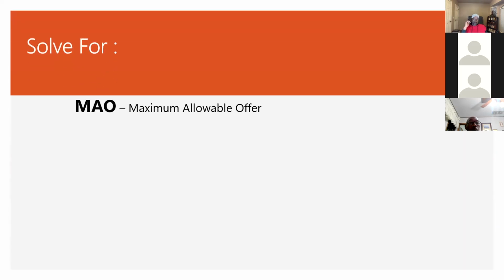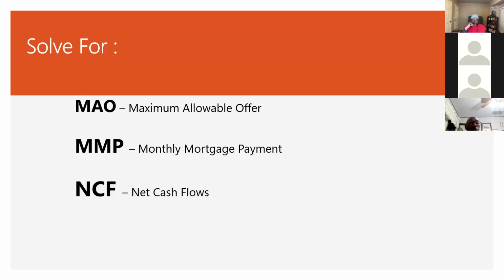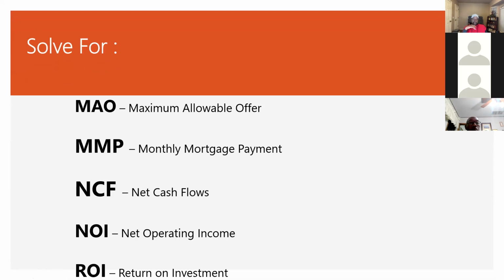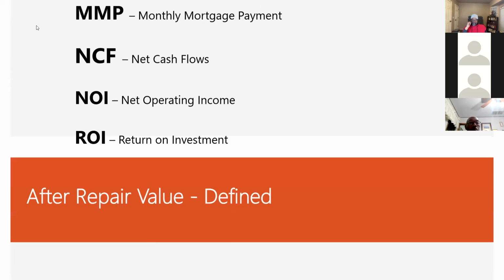So we're going to solve for the maximum allowable offer, the monthly mortgage payment, the net cash flows, the net operating income, and the ROI. I'm just going to cover these three right here. These are the biggies: maximum allowable offer, MMP, and the NCF, okay?